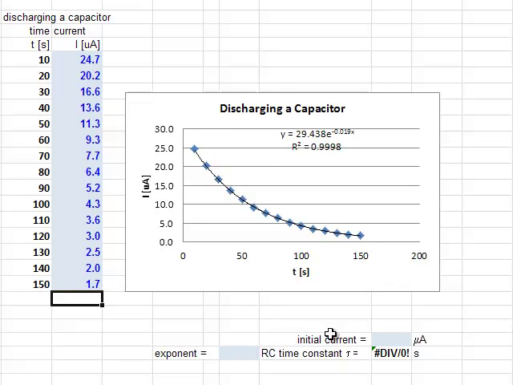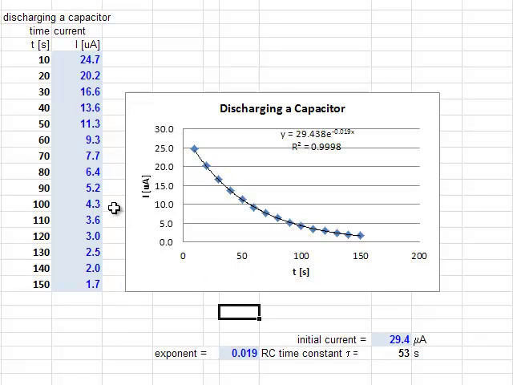Again, I'm going to get a certain initial current. In this case, it's 29.4 microamps, and the exponent is the same as before, 0.019, which gives me the same time constant of 53 seconds compared to the other one of 45 seconds, the given one.